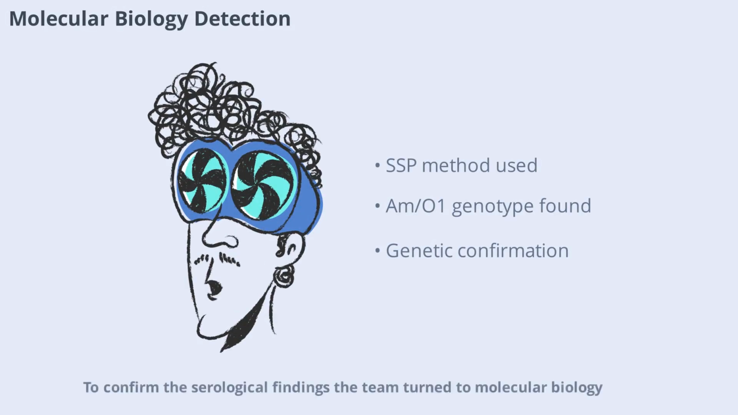To confirm the serological findings, the team turned to molecular biology. Using the SSP method, they analyzed the ABO genotype of the patient and his affected relatives. The results were clear. All 4 had the Am01 genotype, confirming the presence of the Am subtype at the genetic level. This molecular evidence, combined with the serological and family data, provided a comprehensive picture of the underlying cause of the blood type discrepancy.